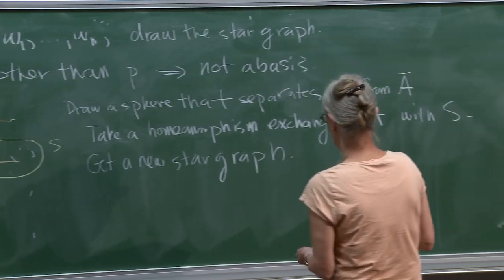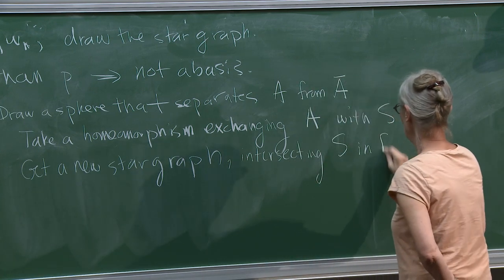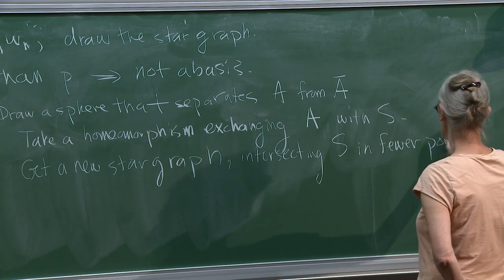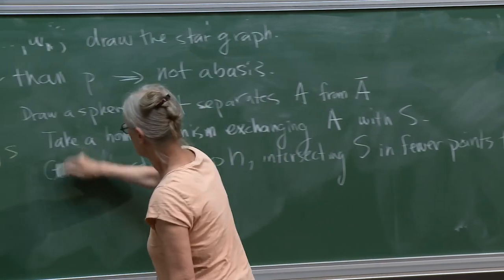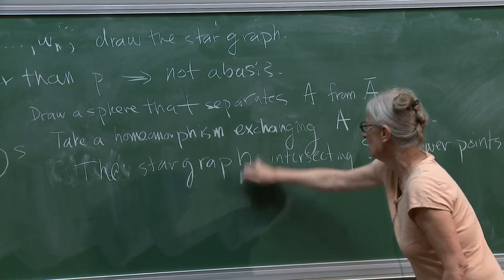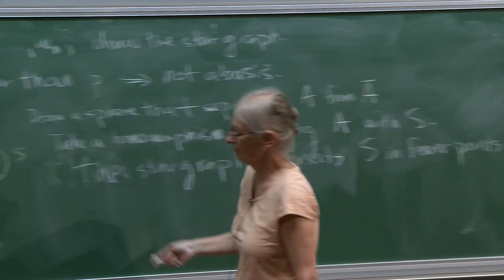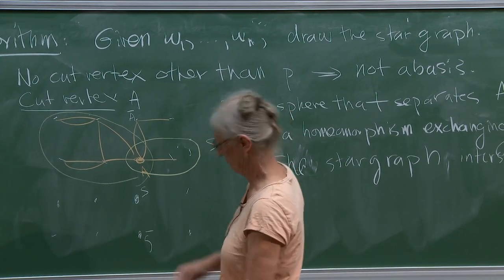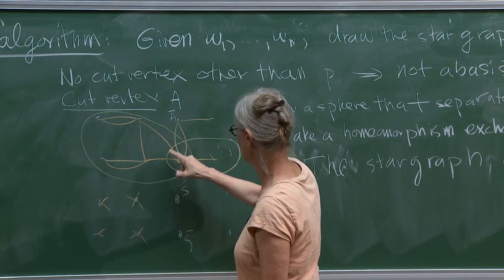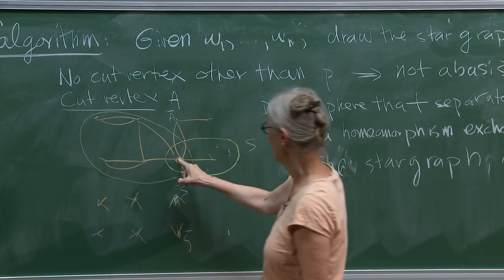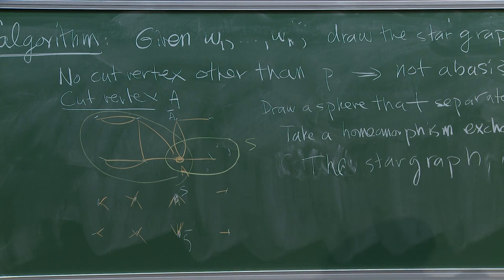The star graph intersects S in fewer points than A. It's the same star graph. So when you exchange A and S, you get this picture with S now replacing A, and you have to draw the star graph. These guys have the same valence. S now has valence 1, 2, 3, 4, where A had valence 1, 2, 3, 4, 5. I won't connect the dots, but that's what this new star graph looks like.